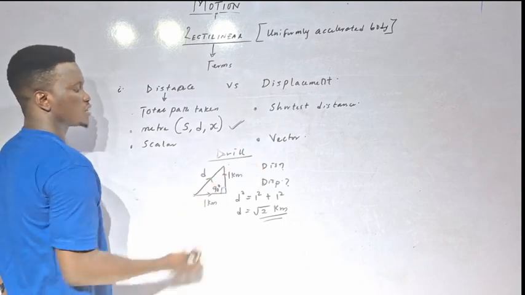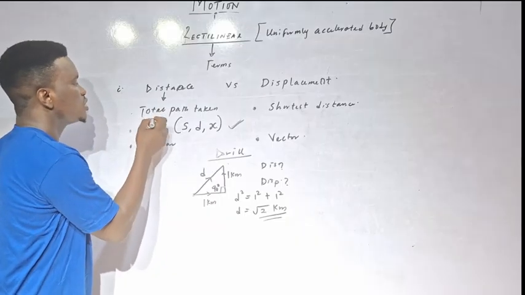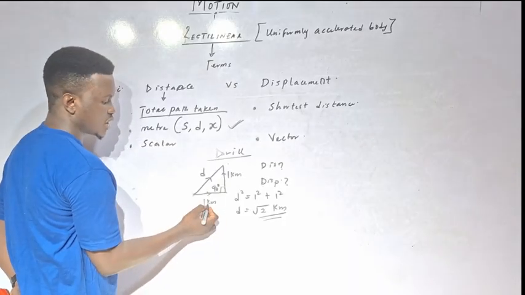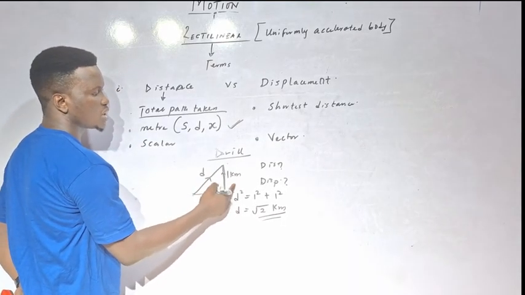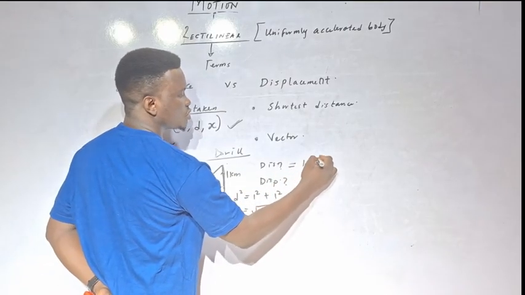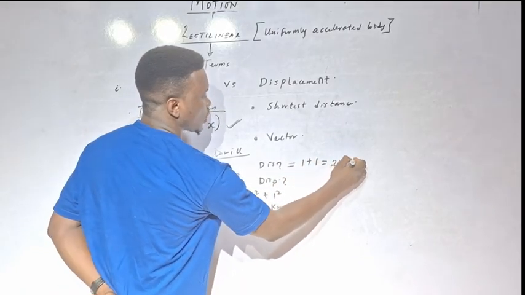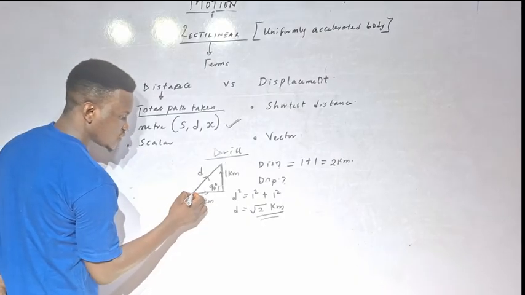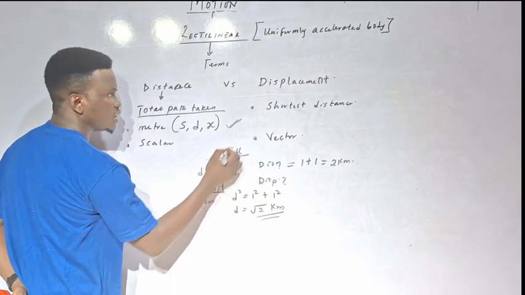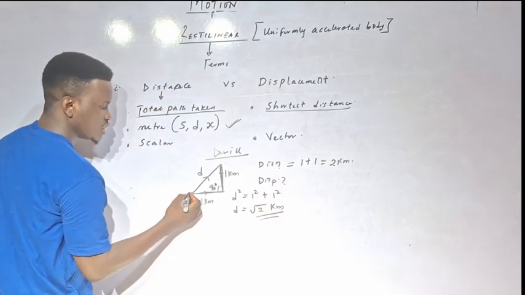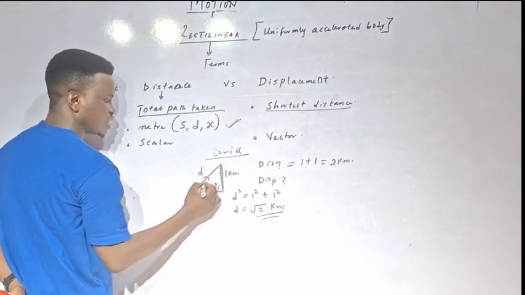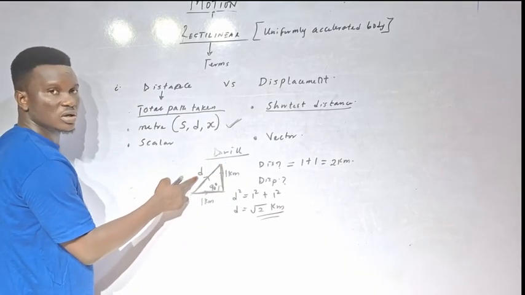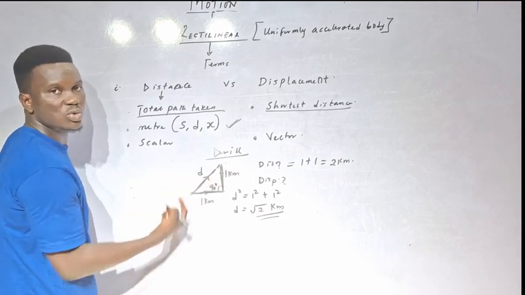Let's look for distance. What will be the distance? Distance only talks about the total path taken. So it went like this. What is that part? 1 kilometer. Then what is this? 1 kilometer. So that means distance is just 1 plus 1, and that is 2 kilometers. That's what distance talks about. But for displacement, the body went from here to here, then from here to here. So it says the shortest distance. So instead of going from here to here and then from here to here, why can't you just go from here to here? That is what displacement is talking about. That's the shortest distance between 2 points.